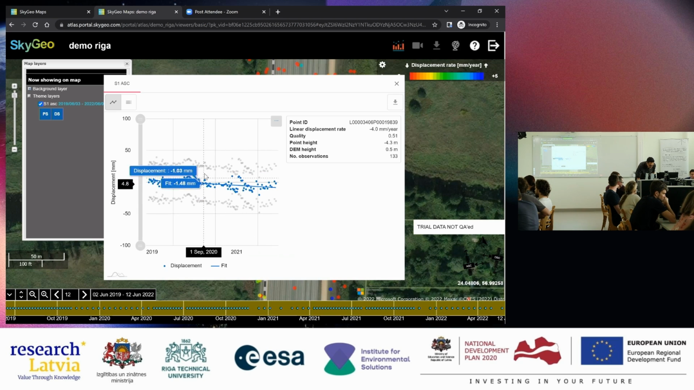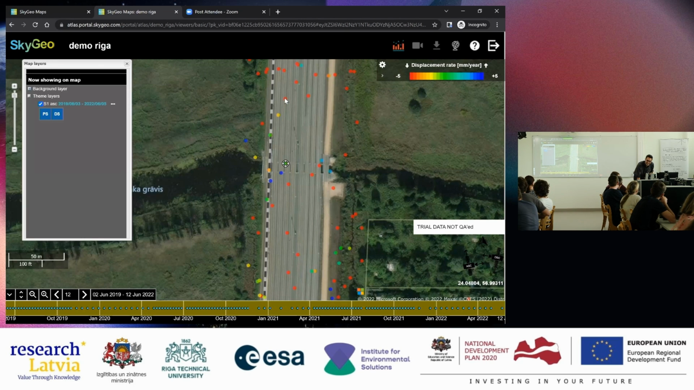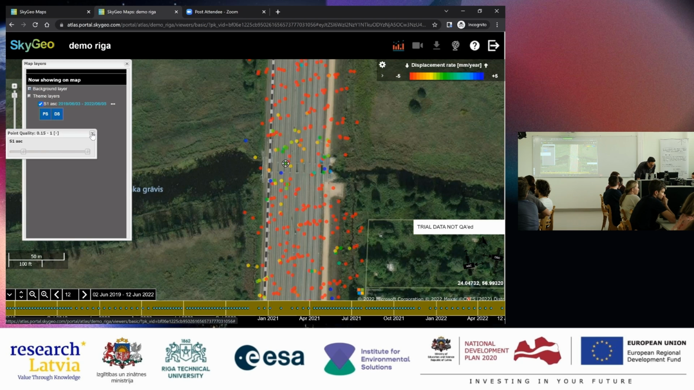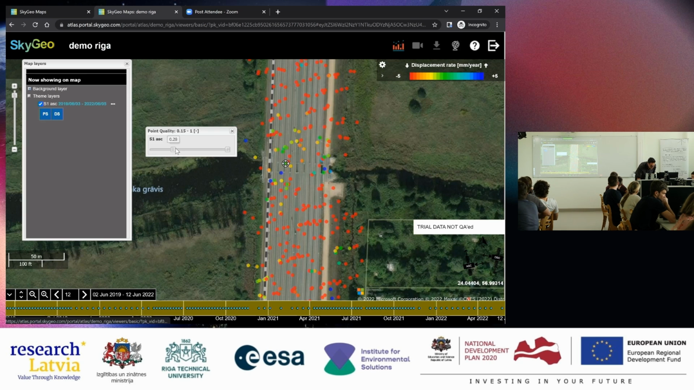Here, there's an interesting one, whereas the red points here. If you reduce the point quality from 0.7 to 1, we will see, especially in the middle part, something red. Oh, okay, let me see. Point quality. Oh, okay, yeah, thanks. Here, from 0.7 to 1. This one.